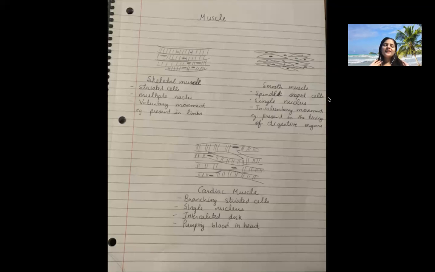Hello everyone. So for my diagramming topics, my topic is tissues and specifically muscles. So in this video, I will talk about the three kinds of muscles, which we have like three main kinds of muscle tissue. So first of all, let's talk about skeletal muscles.